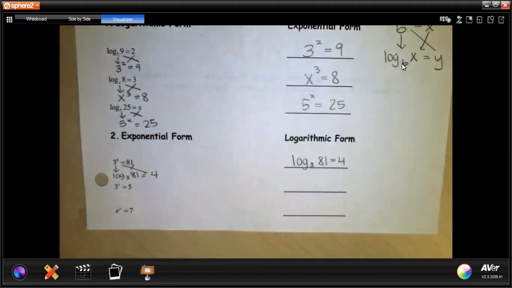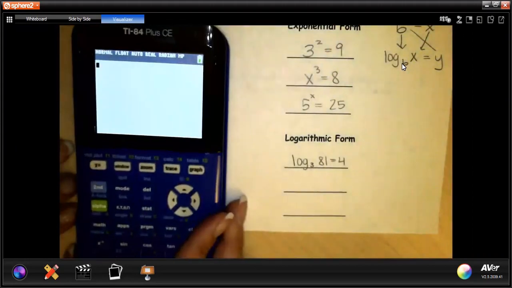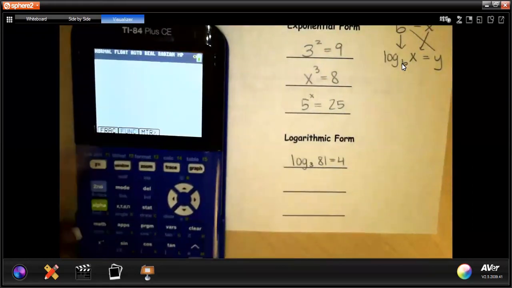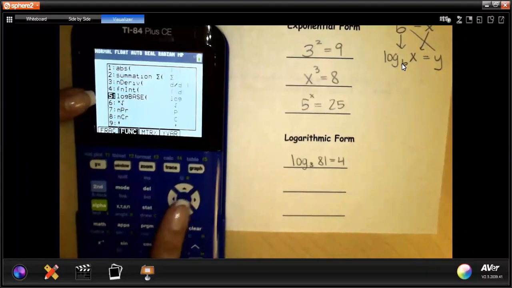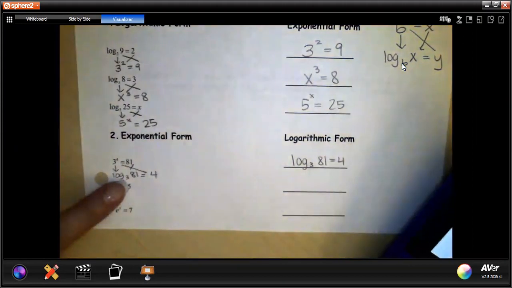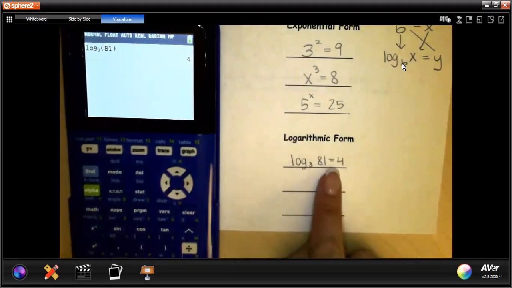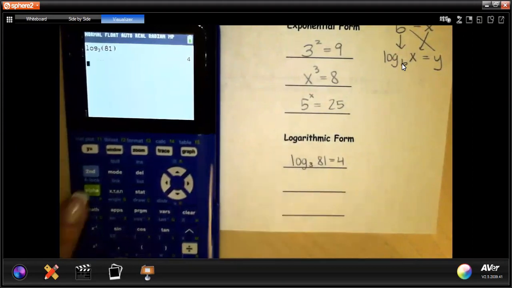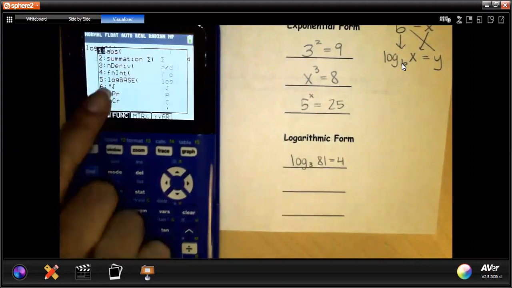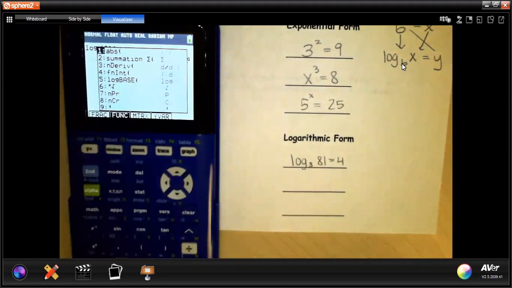Actually, let me just show you right now. On your calculator, you would hit alpha and window, and that takes us to this place here where it says log base. That allows you to put any log you want into the calculator. And so we'll put a log with a base of 3, and then 81, and that gives us 4, which is what we wrote here. We're going to use that alpha window anytime that you have a base written. You want to go to that log base right there, alpha window log base.